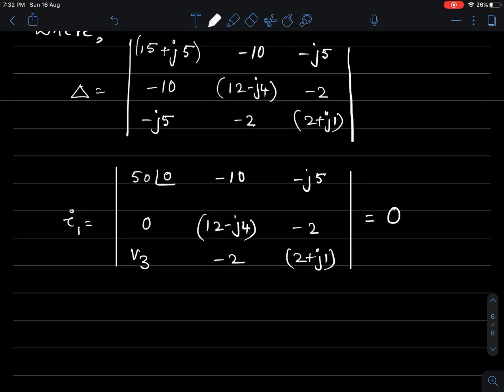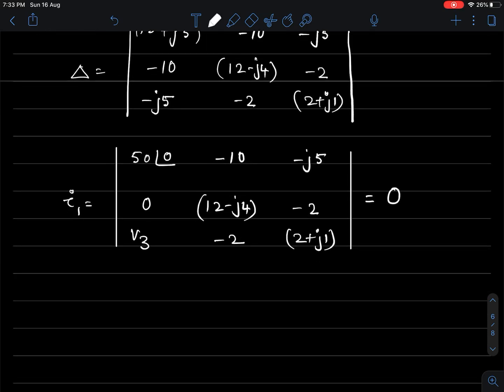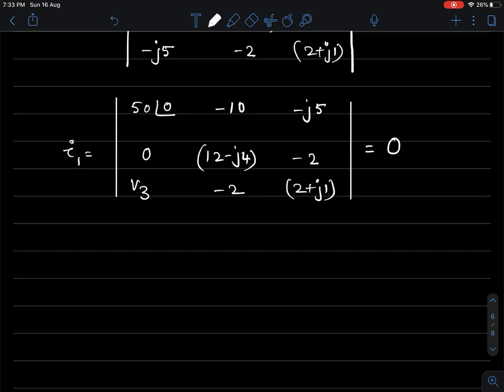If it's not clear, all you have to do is rewind, play, pause and see. That is the best part of having videos. Now to determine the value of V3, all we have to do is expand this determinant. So I will expand the determinant and write the value.